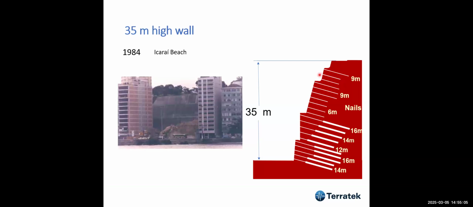This was a milestone. It was designed in 1984, Icaraí Beach, which is close to Rio de Janeiro. It was a 35-meter high wall. It was a mixed wall, as a matter of fact. It has nails on the top and grouted anchors at the bottom. Today, we could design it completely differently. Certainly, everything could be only nails.